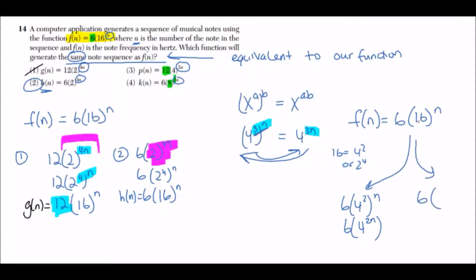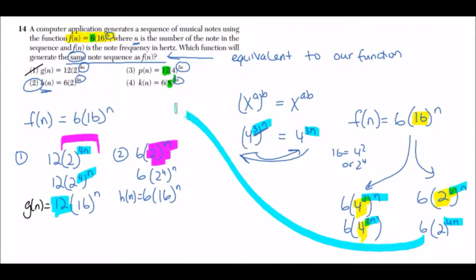So the other one would be, well, 16 is 2 to the 4th. Again, we can make this very easy to see here. 16 is 4 squared. There's our 4 squared, and we use the exponent law to achieve that. And here it's 2 to the 4th, and we use our exponent law to achieve this. Well, guess what? This matches up perfectly with answer choice 2. So either way you do it, you'll end up with the same answer, choice 2.